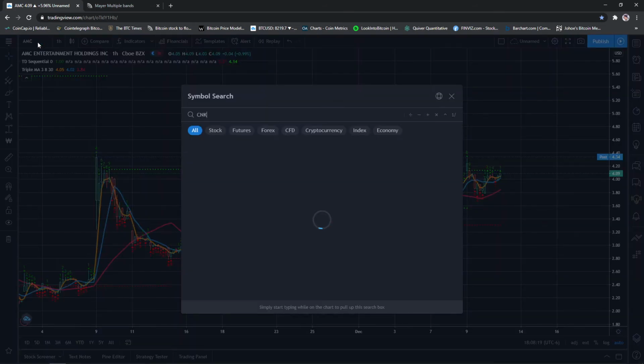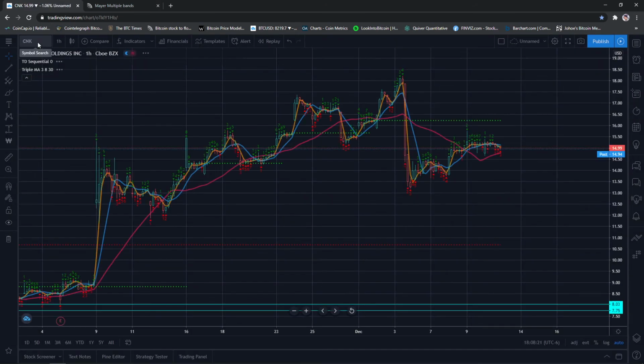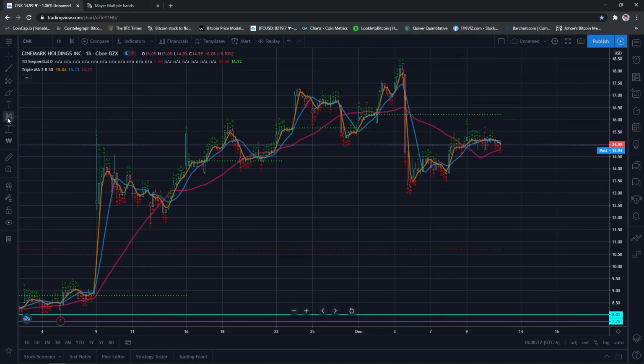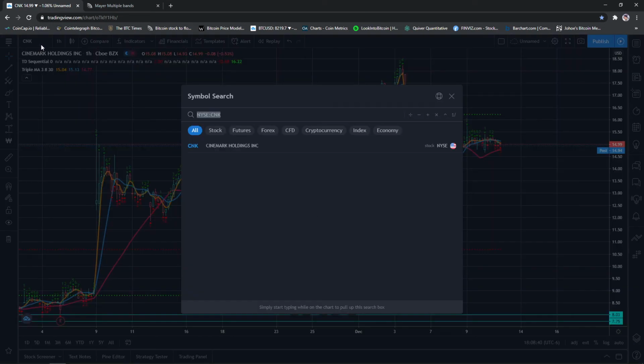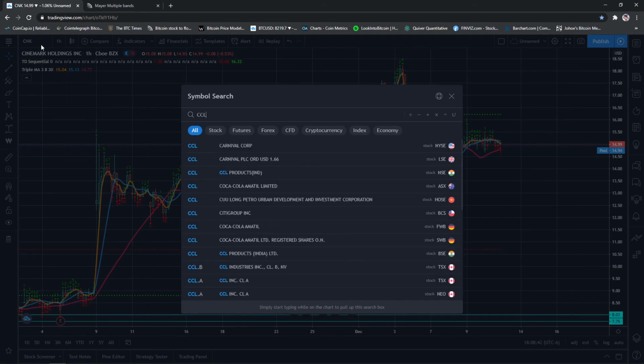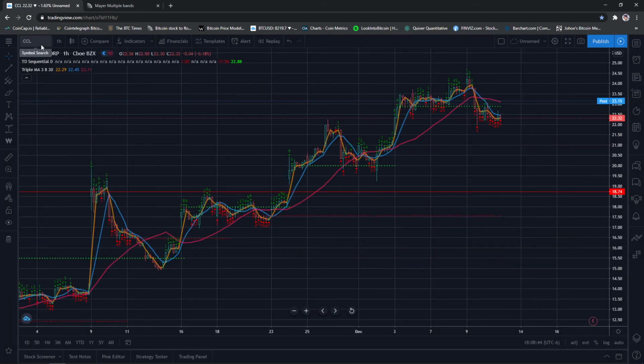I think Cinemark as well was moving. This isn't updated. Last time I looked at the post-market price, it was at, I think, 15.40. So let's just say you would have got in at the close, 15.40. Oof, not that great. Not as good as AMC. So about 3%. AMC was the better play. I know Carnival had also moved. It's already up at 23.15.